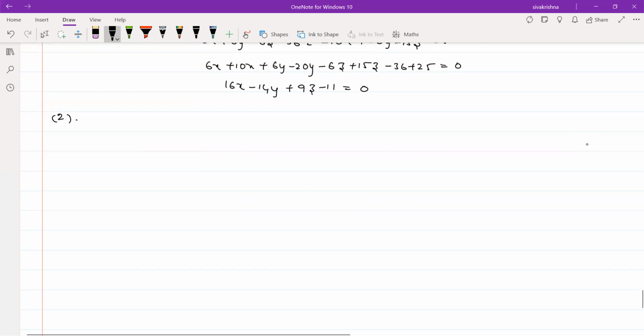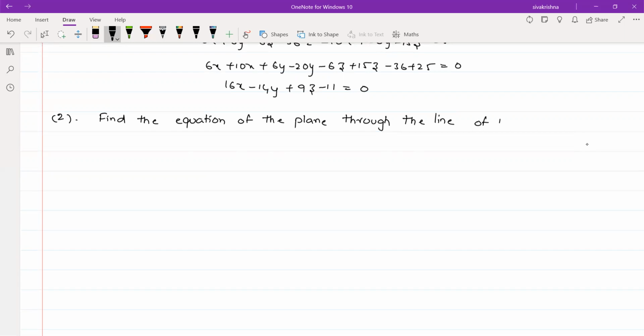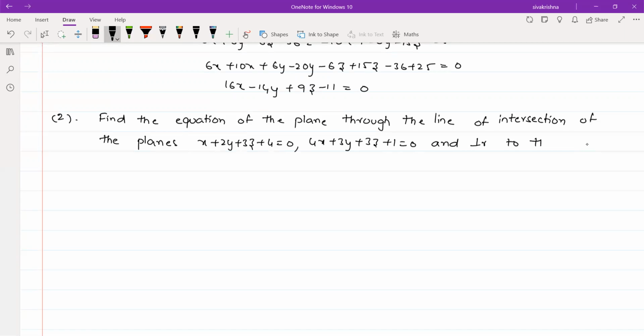Coming to the second problem, here we have to find the equation of the plane through the line of intersection of the planes x plus 2y plus 3z plus 4 is equal to 0, comma, 4x plus 3y plus 3z plus 1 is equal to 0, and perpendicular to the plane x plus y plus z plus 9 is equal to 0.